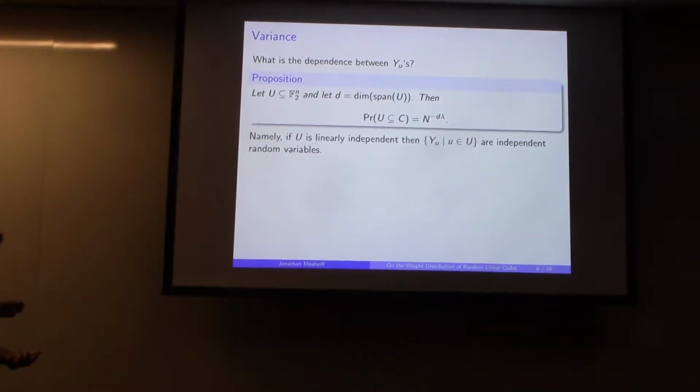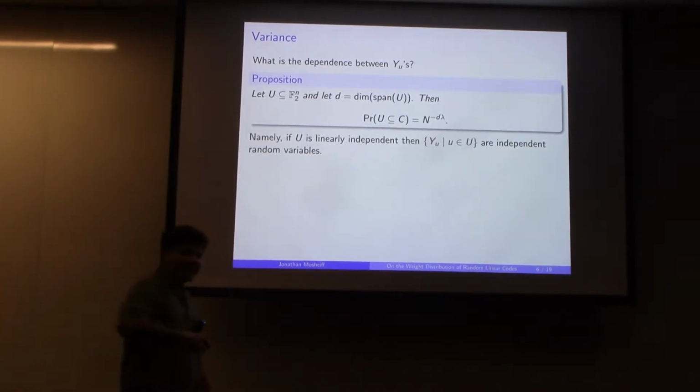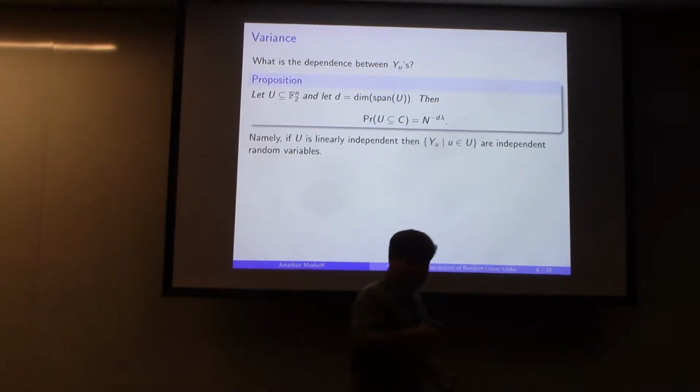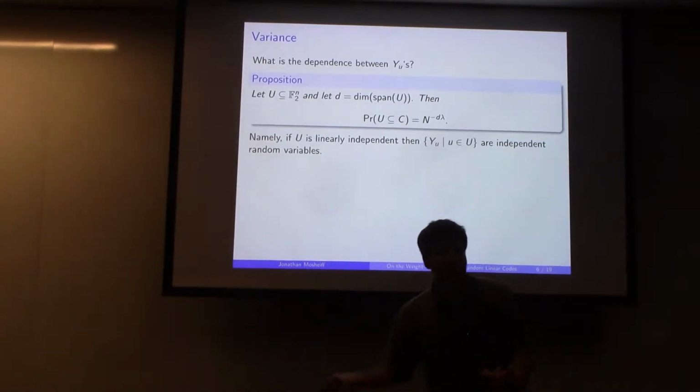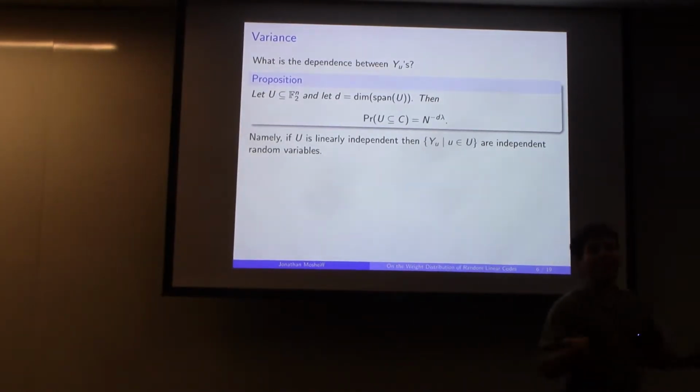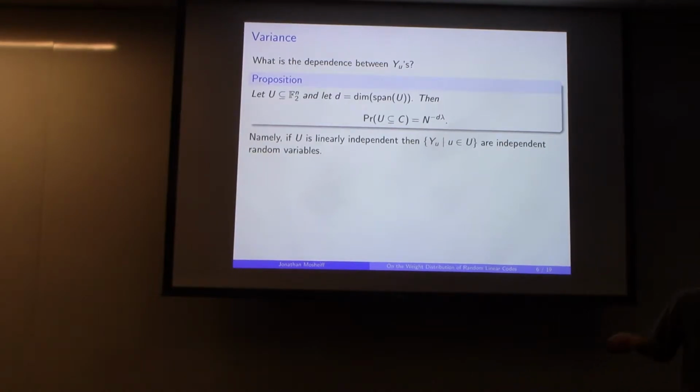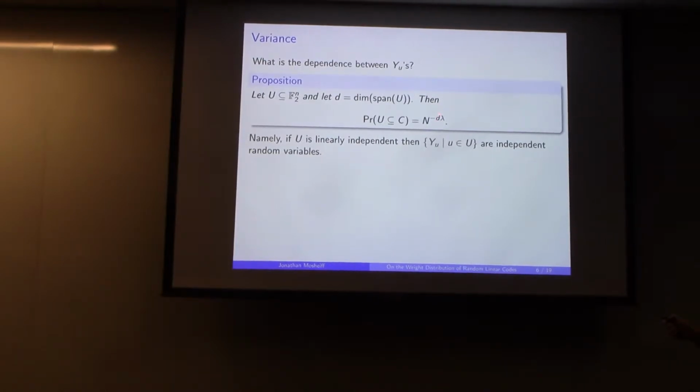So our code is linear. So for a set, a set being contained in the code is equivalent to the subspace spanned by that set being contained in the code, right? It's exactly the same thing. And the probability that our code contains a certain subspace is just 2 to the minus n lambda times the dimension of that subspace.